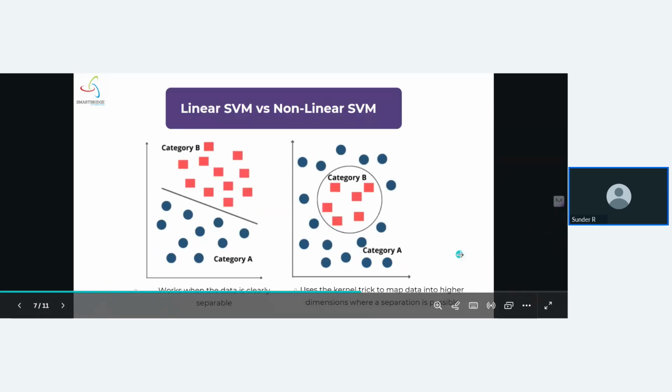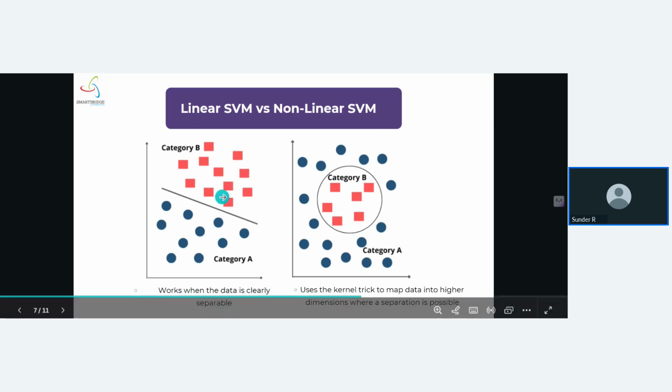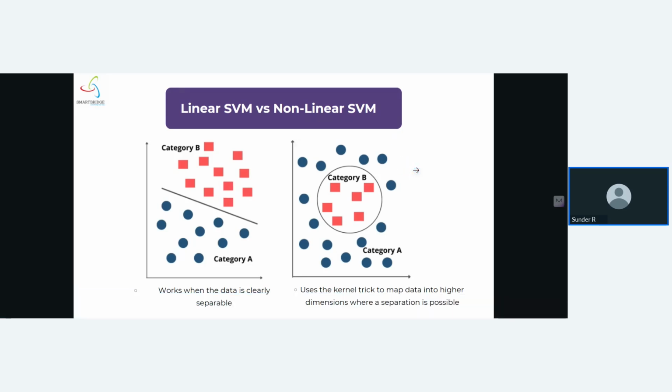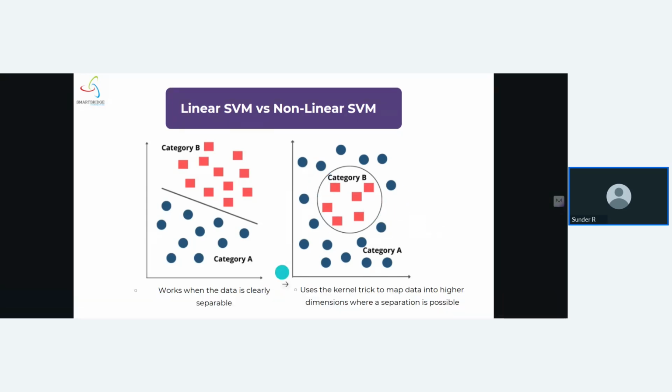So this is what I was talking about: linear SVM versus non-linear SVM. How are we able to do it? You're able to do it if your data is linearly scattered, meaning you're able to draw a linear line. Just by considering one straight line, you're able to classify these two classes. But what if you have data points scattered all over the place? In that case, you can consider this kernel trick.